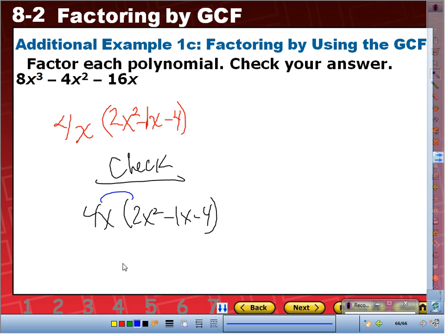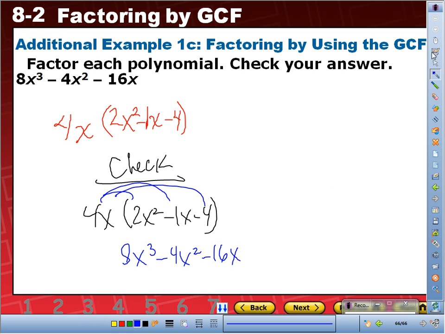Distribute, this is 8x cubed. Distribute, this is negative 4x squared. Distribute, this is negative 16x. Did I end up with this? Yes. Now, let me elaborate on this one for those of you that are still having a hard time following.